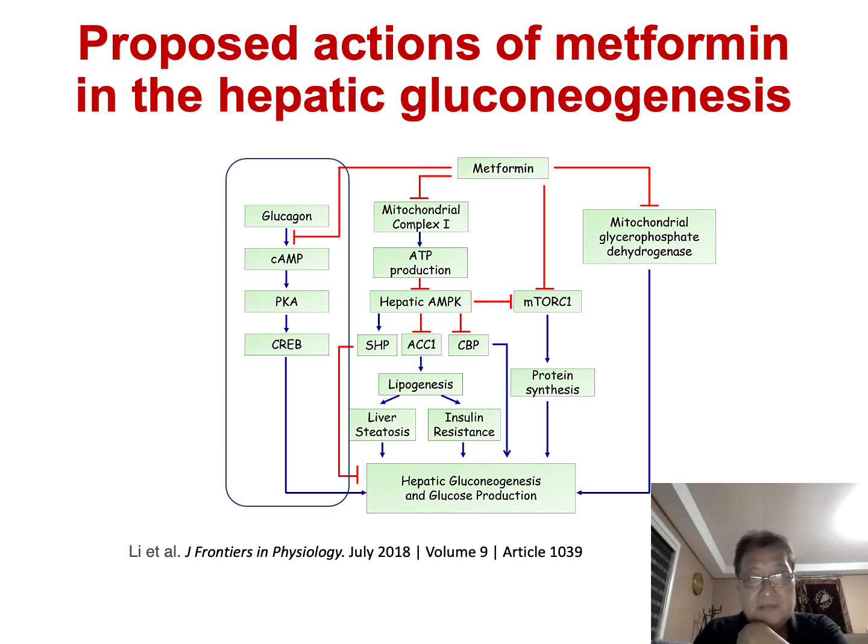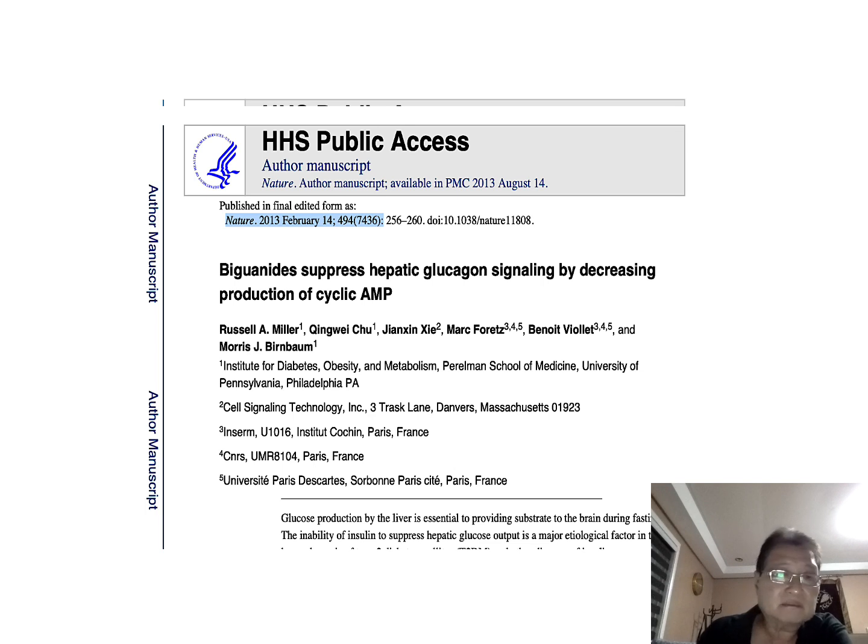A decrease in PKA leads to a reduction in hepatic glycolysis as well as hepatic gluconeogenesis. So this is more of inhibiting the glucagon signaling pathway. Another article shows biguanide suppresses hepatic glucagon signaling by decreasing, again, the production of cyclic AMP. And again, cyclic AMP is the second messenger of the glucagon signaling pathway.